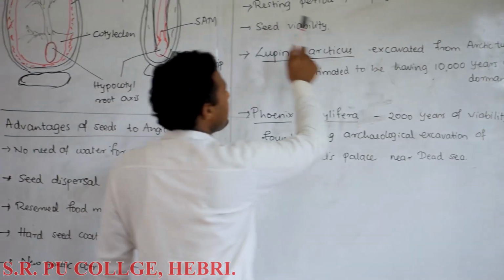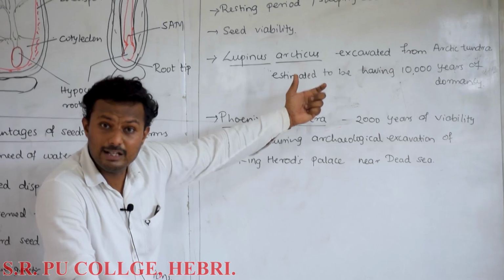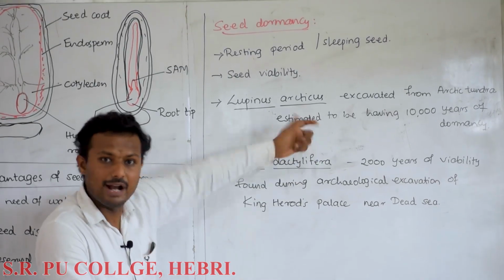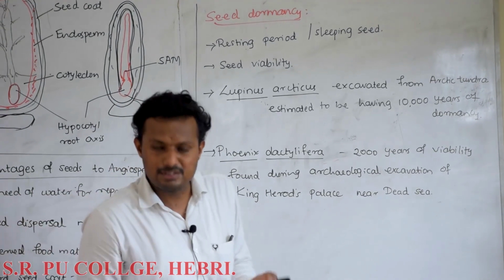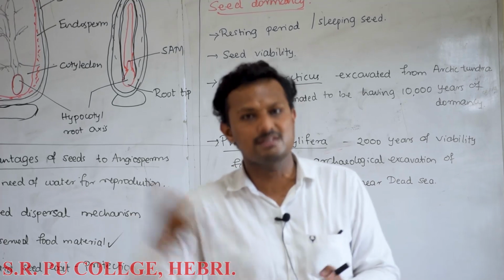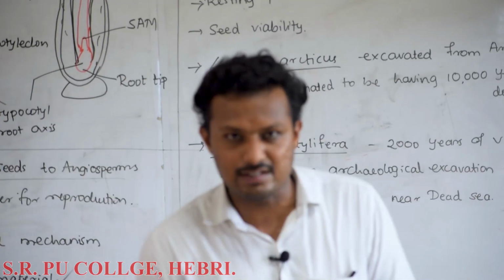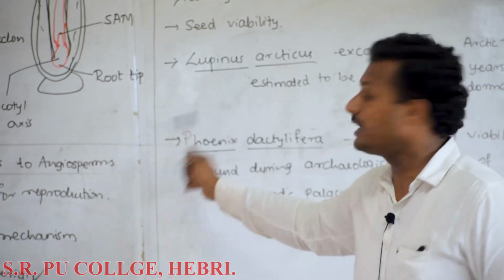So, seed dormancy is a resting period or sleeping condition of the seed where viability of the seed is still maintained. It is still persistent. So, for how long? Some species of angiosperms may have seed viability for a few weeks to a few months. Some may have some years. And in some cases, these are the extreme cases which have been discovered.